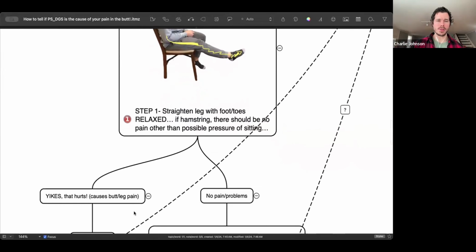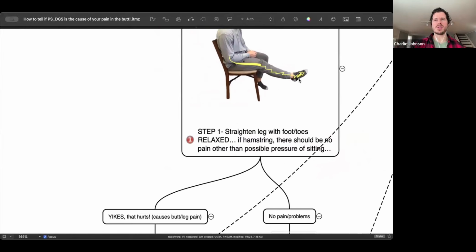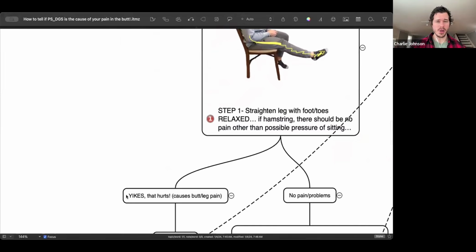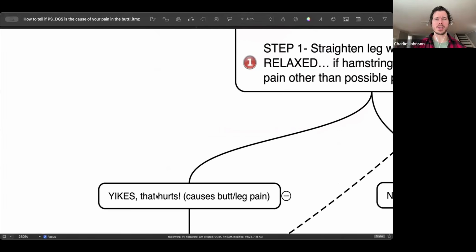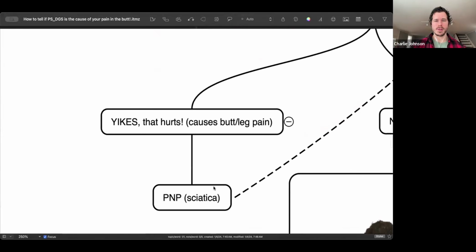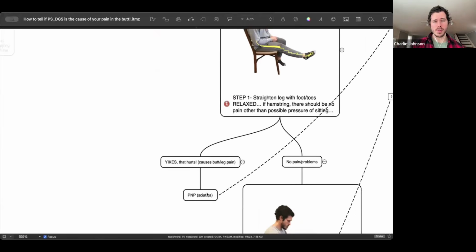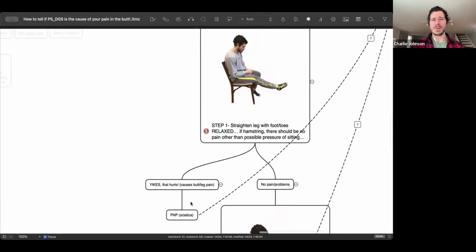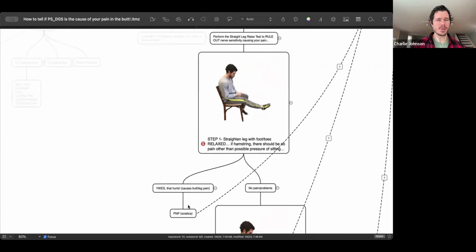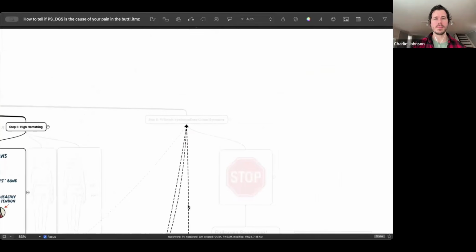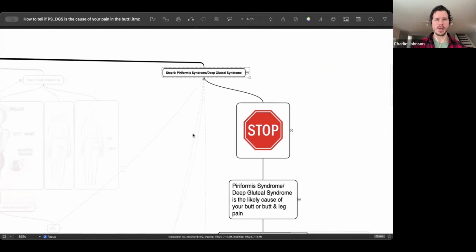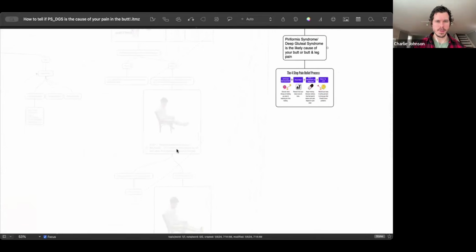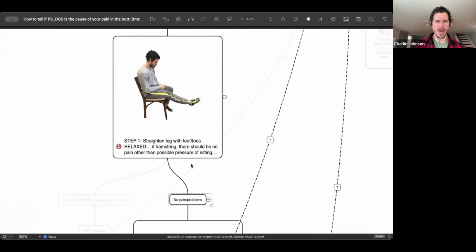Now, let's just say that you do that. You do just that. Even though your foot and toes are relaxed, but still, ouch, yikes, that hurts and causes my butt or leg pain. Then this points to the most likely source being some type of sciatic nerve irritation. If the back, if the hip, the mind, if something big, ugly, scary isn't causing sciatic nerve irritation, what could it be? Boom, we're back here.